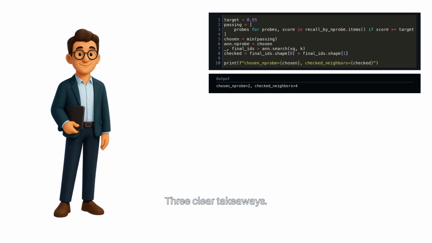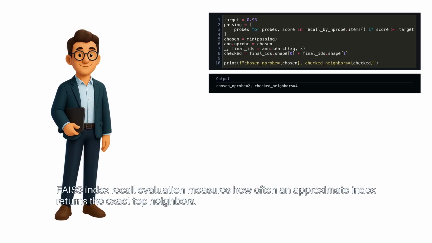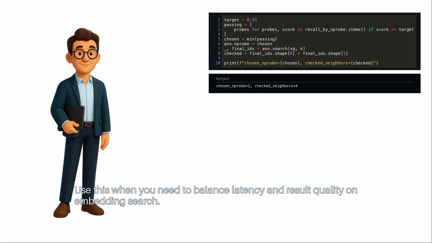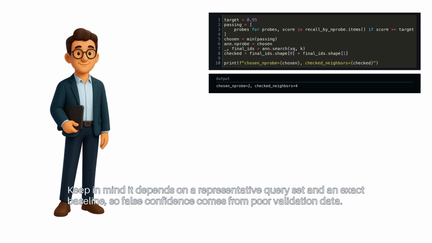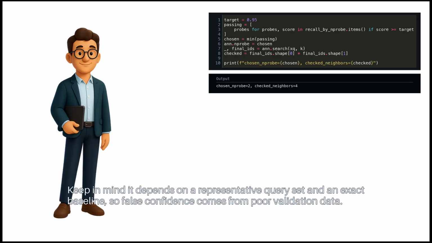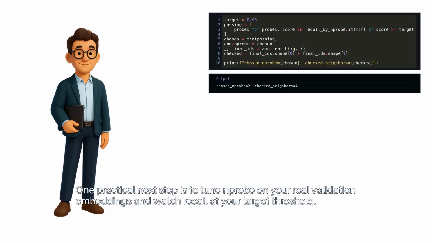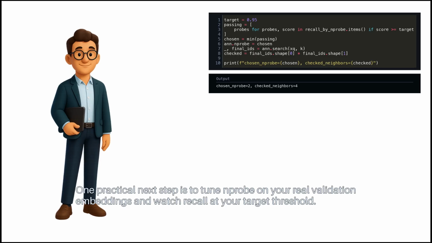Three clear takeaways. FAISS index recall evaluation measures how often an approximate index returns the exact top neighbors. Use this when you need to balance latency and result quality on embedding search. Keep in mind, it depends on a representative query set and an exact baseline, so false confidence comes from poor validation data.